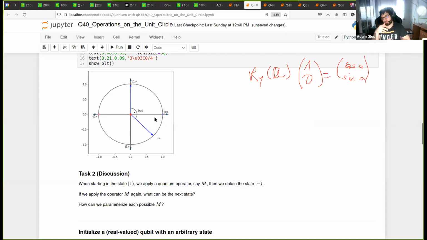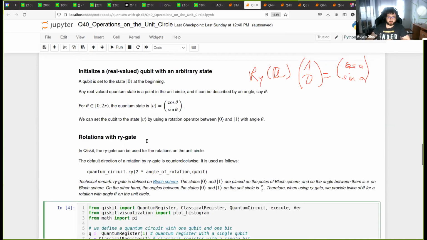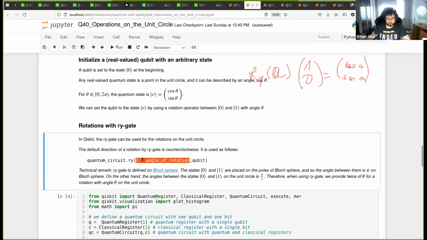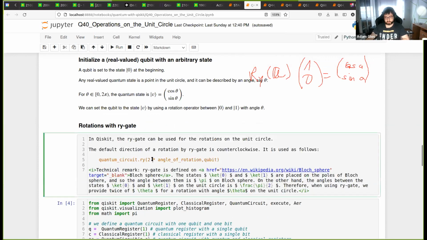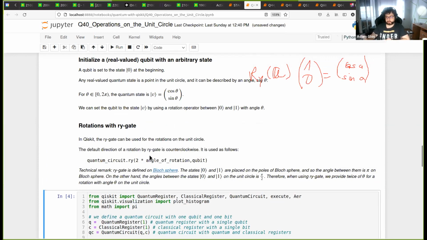It became more natural to have a pi period than a 2 pi period. From your perspective, you can simply remember this correlation: the angle by which you want to rotate the quantum state always has to be multiplied by 2.